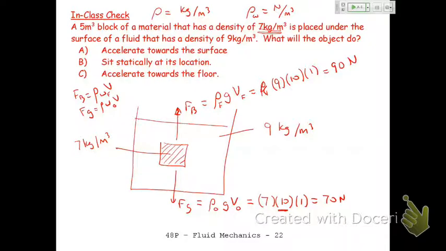Oh, I messed up. I put that down as 5. I forgot that I had 5. So I assumed 1, and I should have just kept to the 5. Since the object has 5 and is submerged, the fluid will also have a volume of 5. That's exactly right. Thank you.